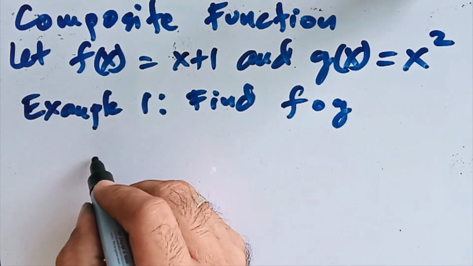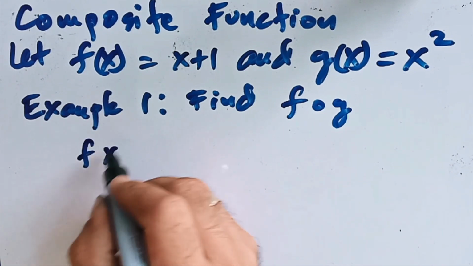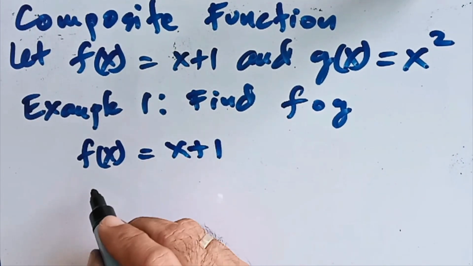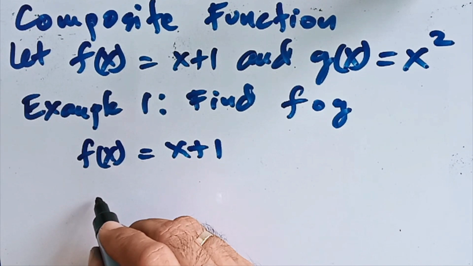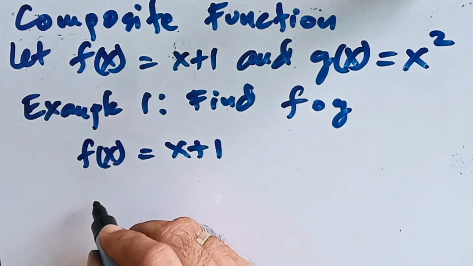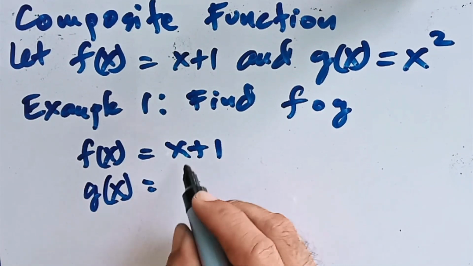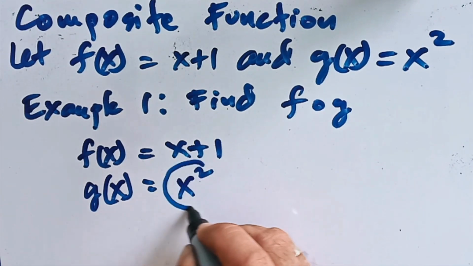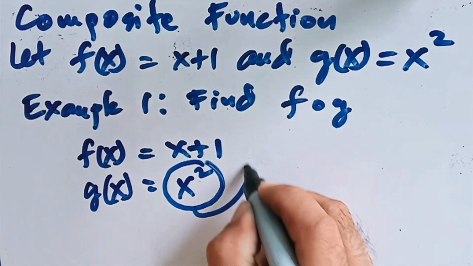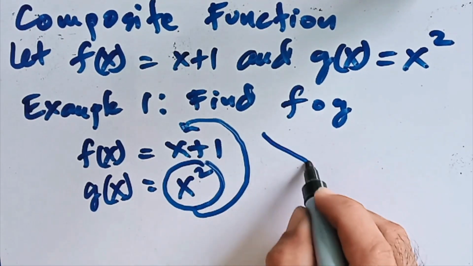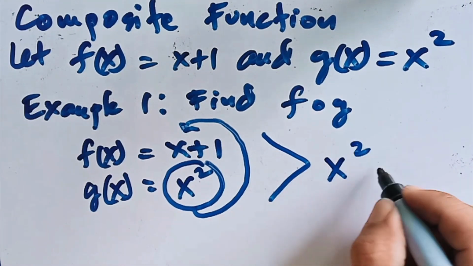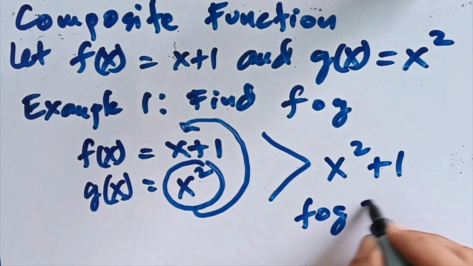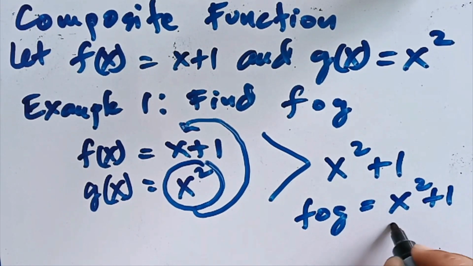I have a different way of solving this. I will first write the value of f of x and followed by g of x. f of x is your output and g of x is your input. So the value of g of x, x squared, is substituted to the variable x in f of x, x plus 1. That will give you x squared plus 1. So that is the f of g value.